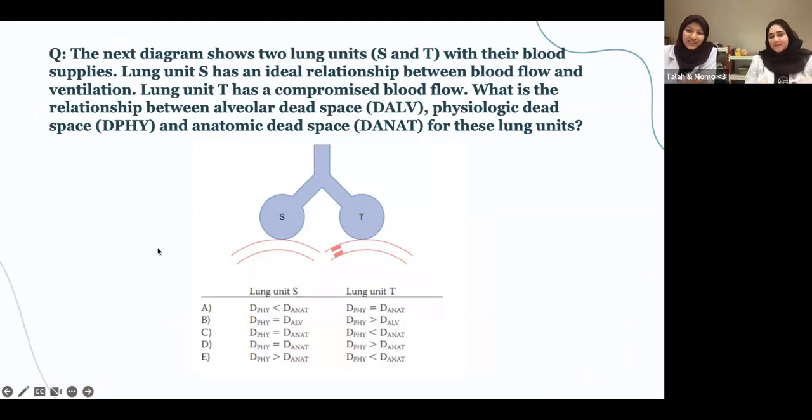Okay. So next question. The next diagram shows two lung units, S and T, with their blood supplies. Lung unit S has an ideal relationship between blood flow and ventilation, but lung unit T has a compromised blood flow. What is the relationship between alveolar dead space, physiologic dead space, and anatomic dead space for these lung units? So what do you think, guys?